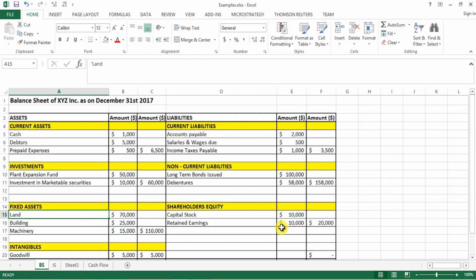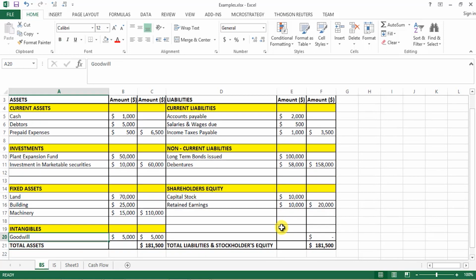Fixed assets, land, building, machinery, all are fixed assets. And make sure you note one thing: these are reported net of depreciation. That is the actual realizable value. Intangible, as we said, that's just one example here. Goodwill: when a company purchases or procures another company, the additional cost paid over its net book value of assets is classified as goodwill.